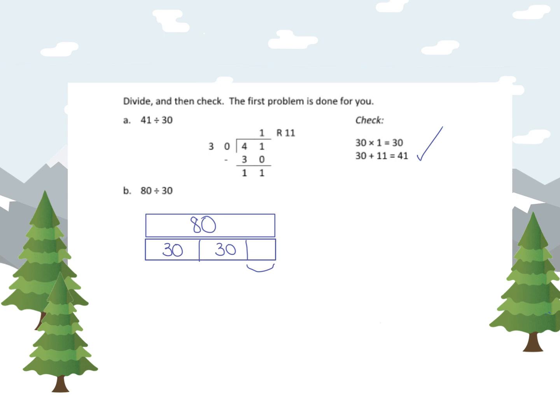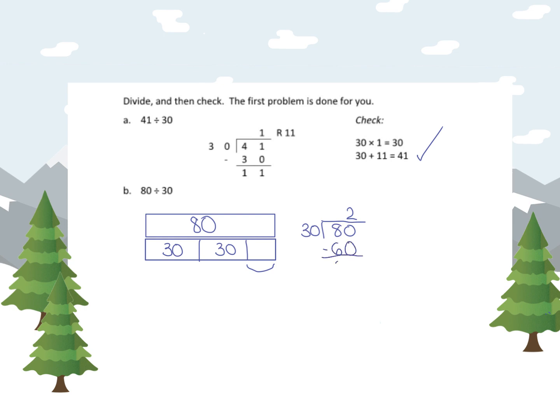So let's write out the algorithm to say 80 divided by 30. And we're going to say, okay, went in there twice. So 2 times 30. And we put our 60 here.